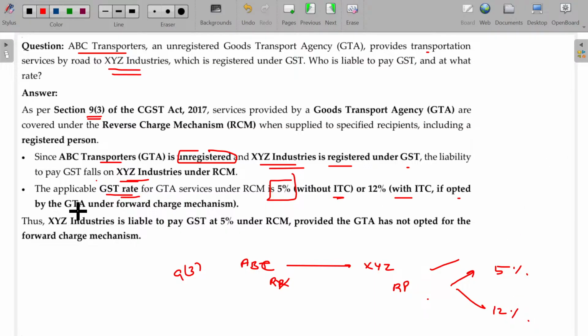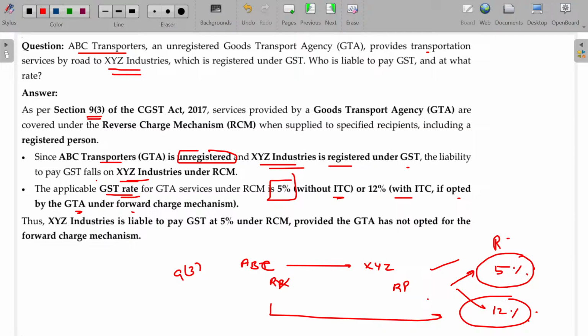With ITC opted by the GTA under forward charge mechanism, this 12% will be applicable only in case of forward charge. If forward charge is not applicable, we have to confine this to RCM basis, where 5% is applicable. Of course, ITC is not available. XYZ Industries is liable to pay GST at the rate of 5% under RCM.